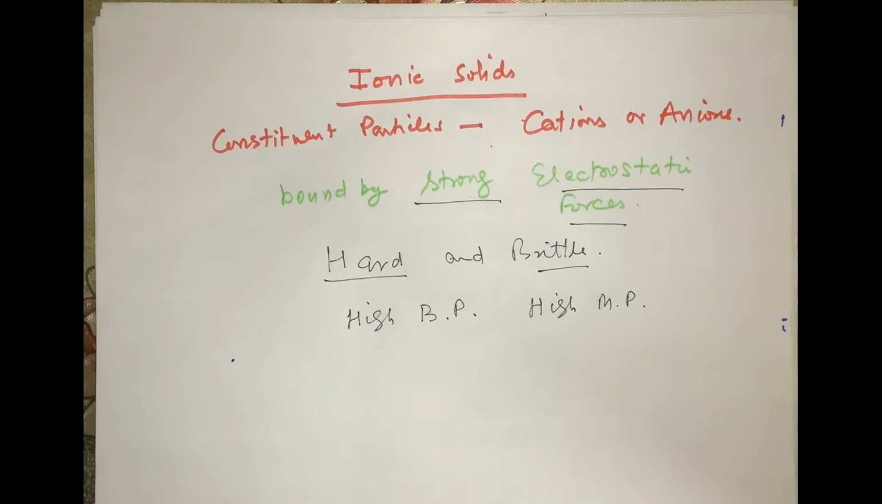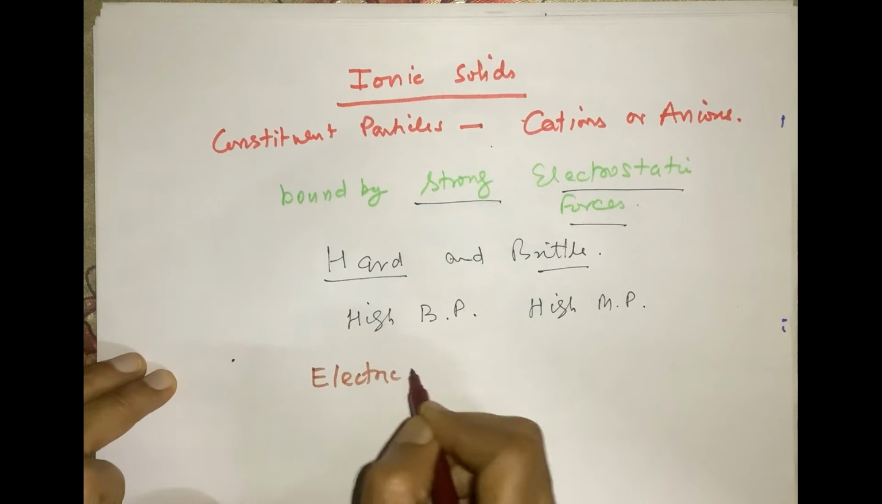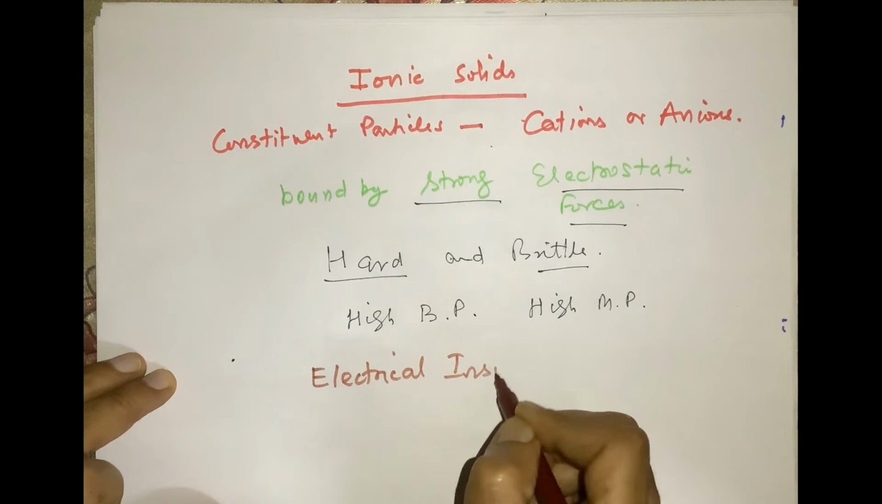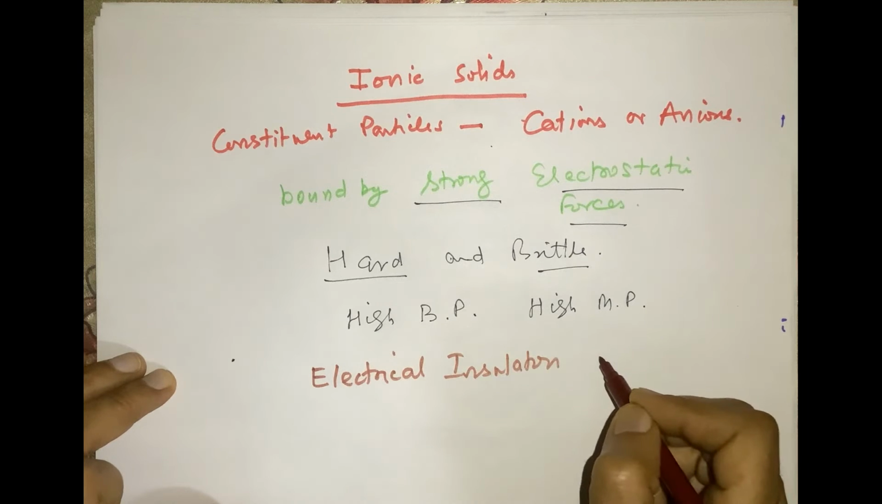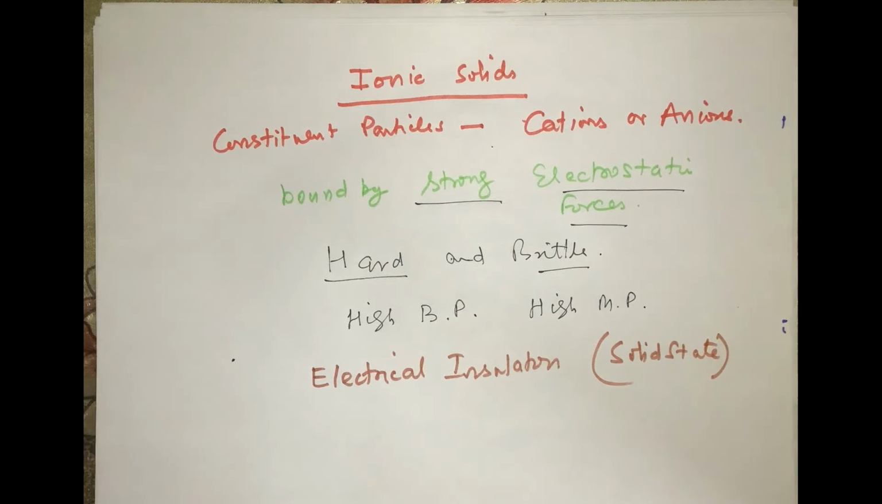They are electrical insulators in solid state. In solid state, they are an electrical insulator because there are no free electrons to move about, hence the electricity cannot pass through. But in molten state, what happens?